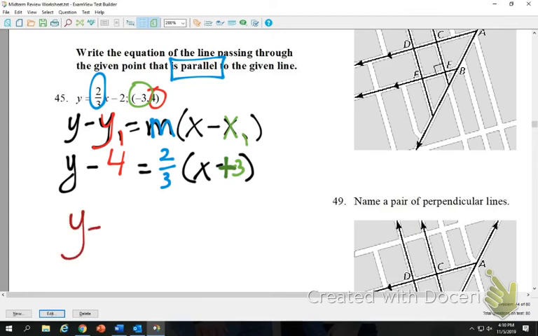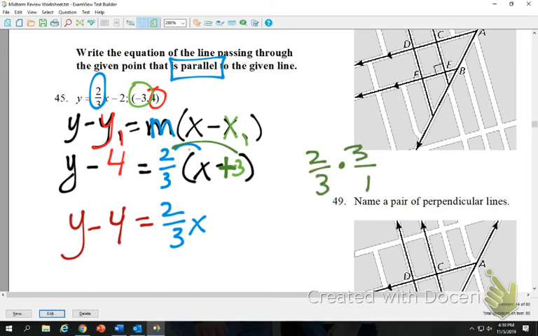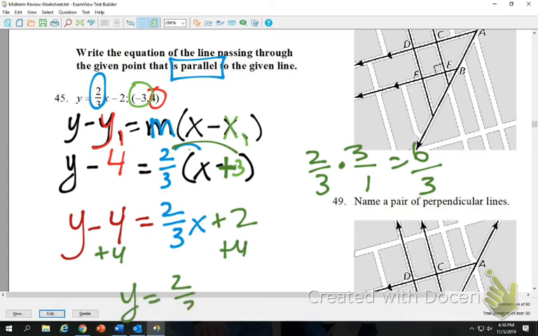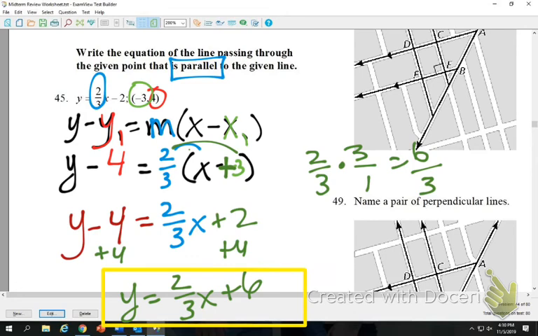You should like this one. This one will turn out pretty fine. So we'll have 2/3 x. 2/3 times 3 over 1 would be 6 over 3, which is 2. Add 4. y equals 2/3 x plus 6. Whew!